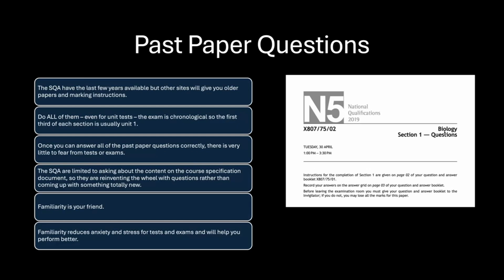So the exam is chronological. The first third of each section is usually Unit 1, the middle third is Unit 2, and the final third is Unit 3, roughly. Okay, I know that there can sometimes be a wee bit of a rejig there, but usually that's the order. So if you're studying for your Unit 1 test in the next couple of weeks, do all the past paper questions for Unit 1, i.e.